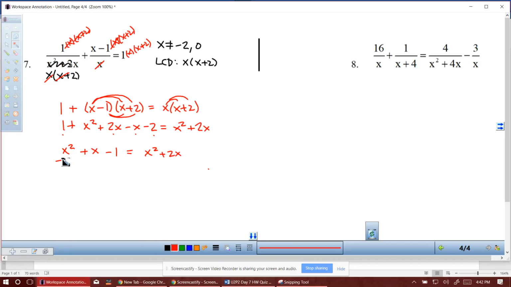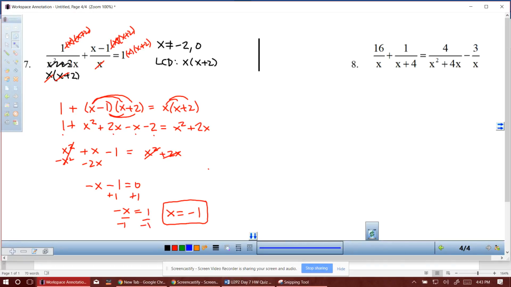I'm going to minus the x squared. That will move that term. I'm going to minus the 2x. That will move that term. And I'm left with negative x minus 1 equals 0 because those canceled. So I'll add 1, and I'll get negative x equals 1, and I'll divide by negative 1, and I end up with x equals negative 1. Again, as long as that is not negative 2 or 0, I am good.